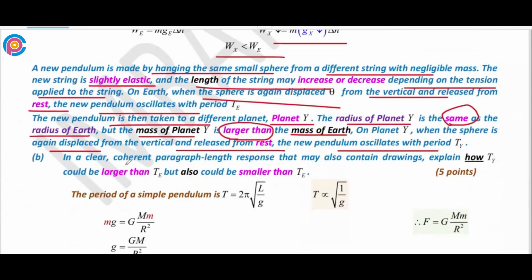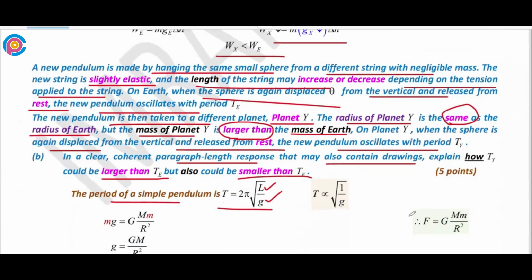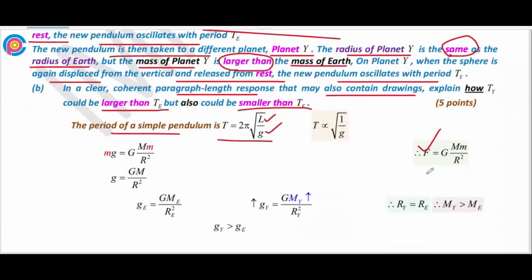Now the question is, in a clear, coherent, paragraph-length response that may contain drawings, show and explain how Ty could be larger than Te, and how it could be smaller than Te. We need to recall that the period of a simple pendulum T is equal to 2 pi square root of L over g. It depends upon the length and g: inversely proportional to the square root of g and directly proportional to the square root of the length. From here we can conclude the force of gravity is equal to G M m over R squared. From here we can cancel m, and the value of g is equal to G M over R squared.